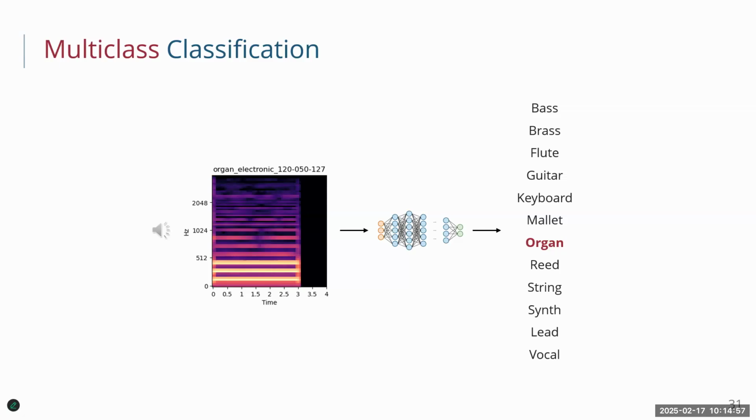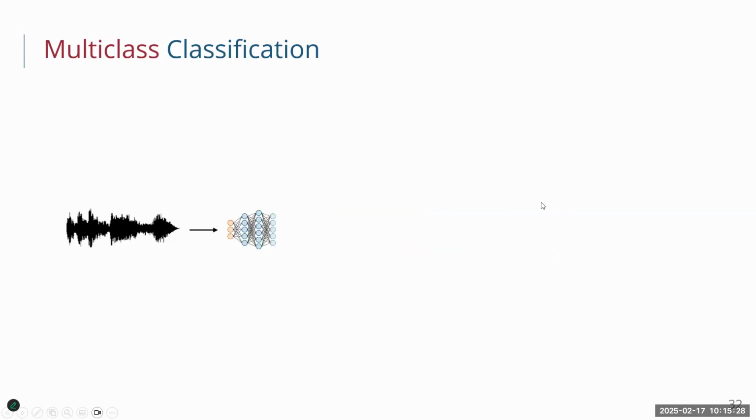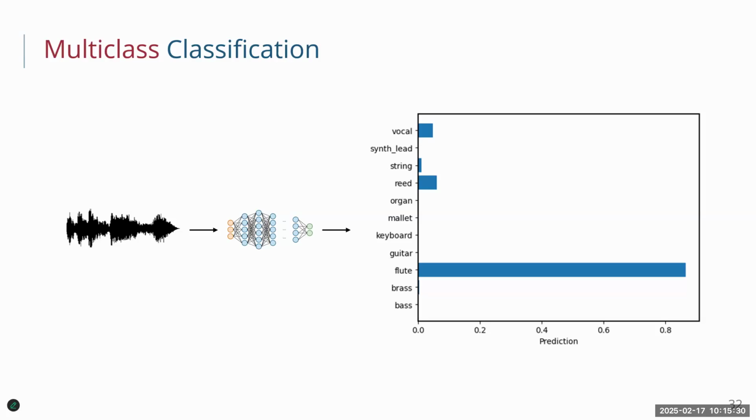Cool. So multi-class classification. This is basically what you did in homework 3, or what you have been doing in homework 3, where you are just trying to guess the specific class out of a number of different classes. The only rule is that you can only predict one at a time. So in this case, if it's an organ sound, then the organ lights up, which is what you want to get. In our example, we have something like this at the end.